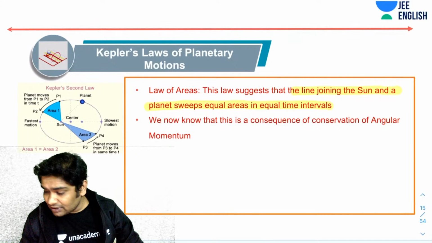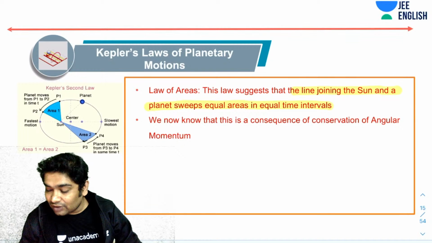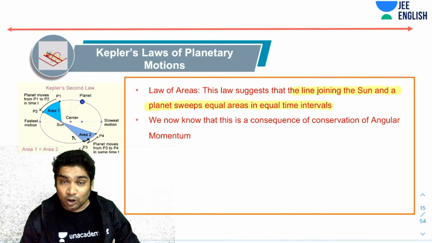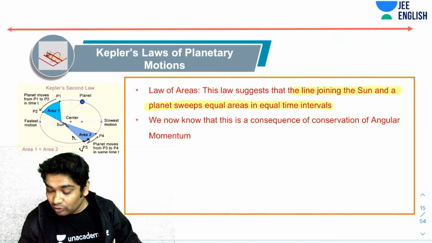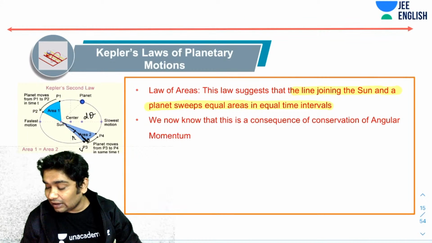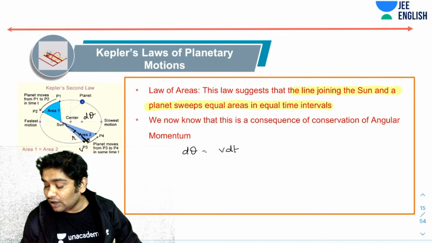So imagine that a planet is here and it is moving with some velocity v, and at this time it is moving in a radius of small r. In time dt, it would have moved a small angle d theta. How much will d theta be? d theta would be v dt, the arc length which is the base of the triangle, over r, the radius.